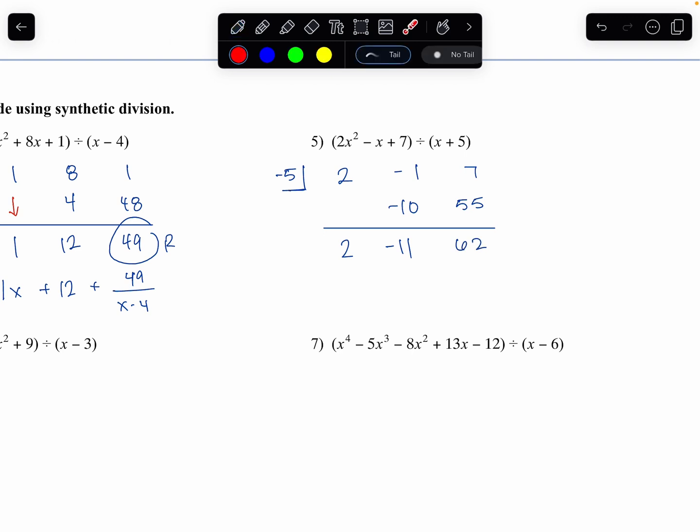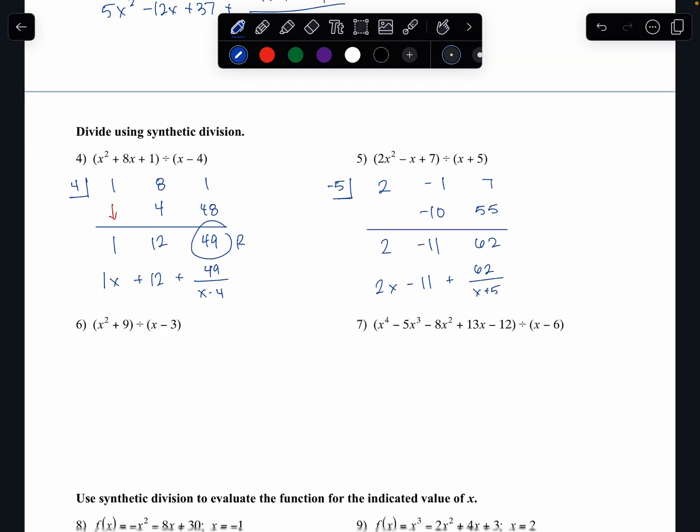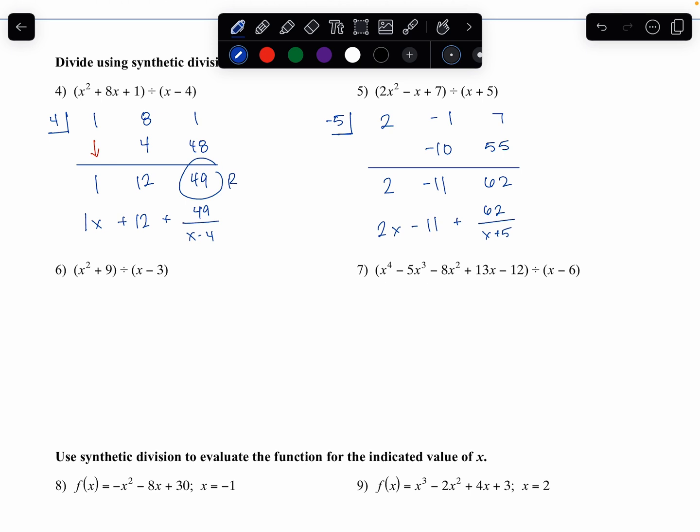So these are the coefficients of my quotient, and this is the leading coefficient, and the degree here has to be 1 because the degree here is 2. So it's going to be 2x minus 11, and then the last number here is the remainder, so 62 over x plus 5. Okay, so I think we're doing pretty good here.